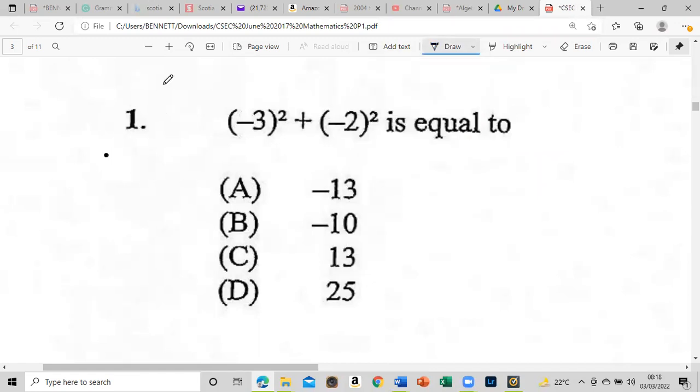All right. So number one says -3 squared plus -2 squared. Guys, go ahead and try. Remember, you are supposed to try.